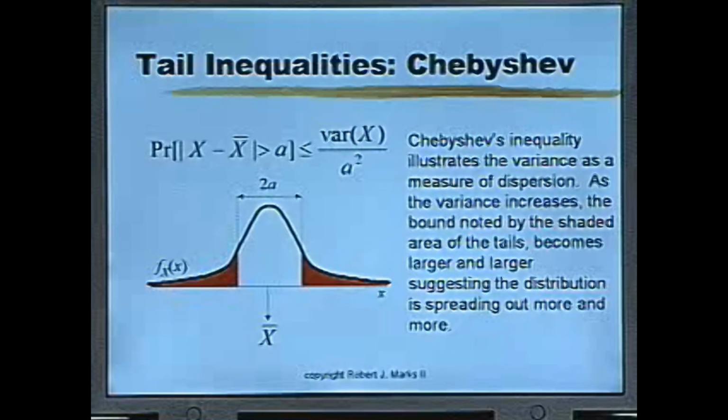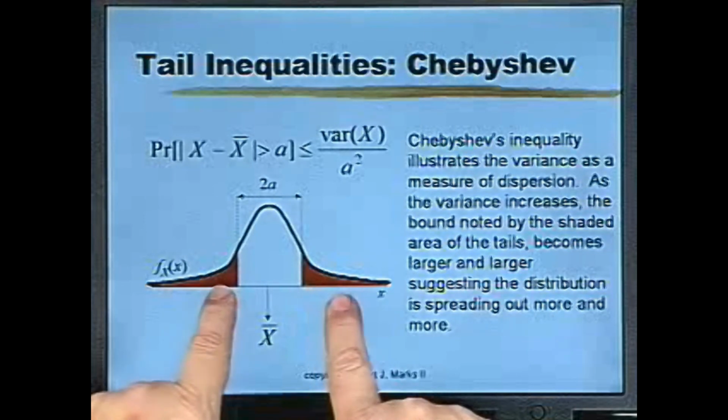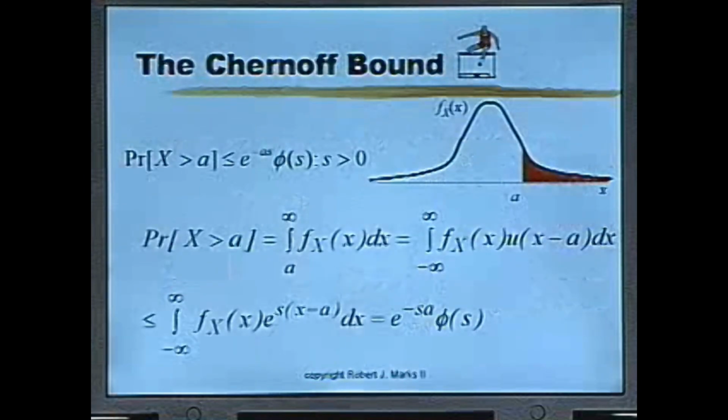Okay, Chebyshev's inequality illustrates the variance as a measure of dispersion. As the variance increases, the bound noted by the shaded areas of the tails becomes larger and larger, suggesting the distribution is spreading out more and more. So the Chebyshev inequality again reveals the variance as a measure of dispersion.